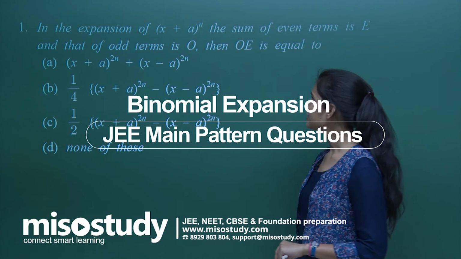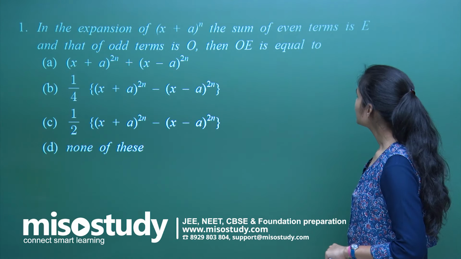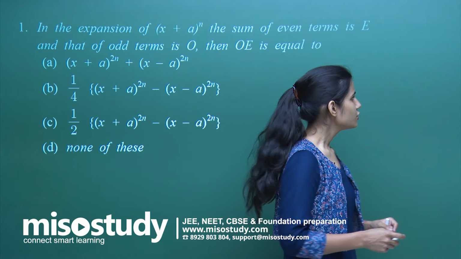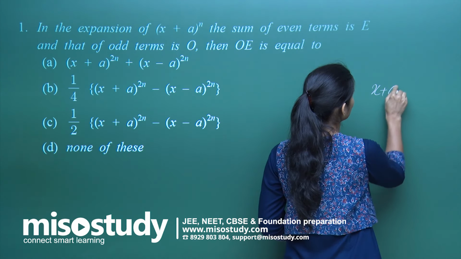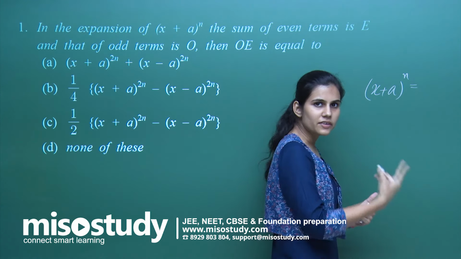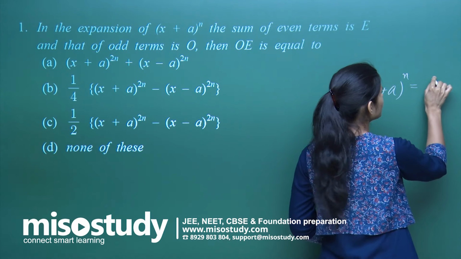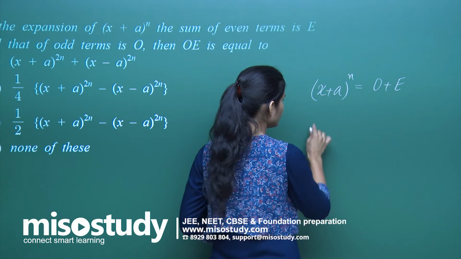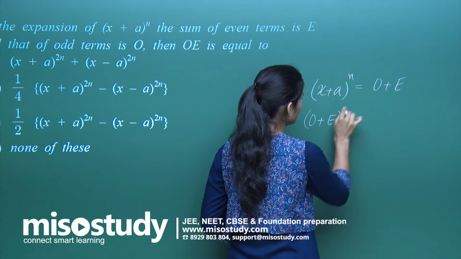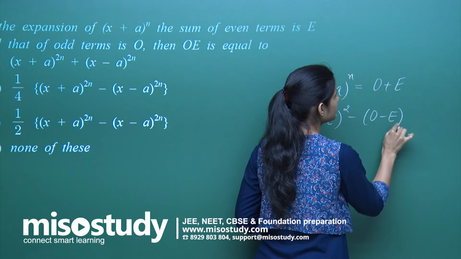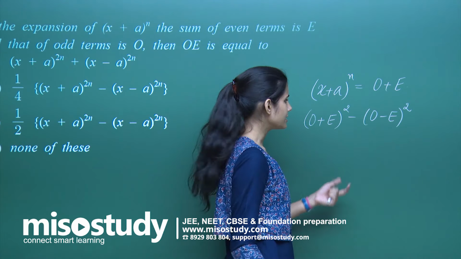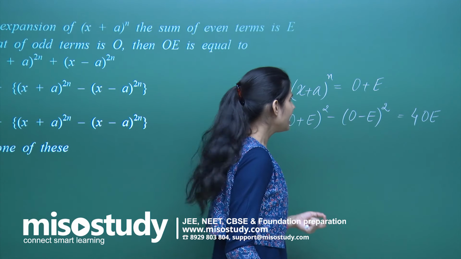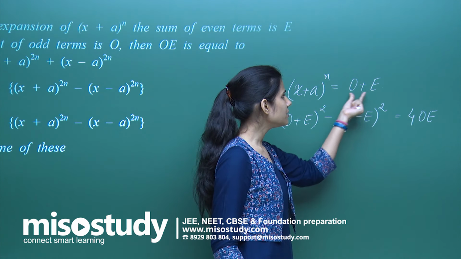The first question says that in the expansion of (x plus a) whole to the power n, the sum of even terms is E and that of odd terms is O, then OE is equal to what? So, you know that (x plus a) to the power n is actually equal to the sum of even terms plus the sum of odd terms. So, it is equal to O plus E. I am being asked to compute OE. If you observe, what is (O plus E) whole square minus (O minus E) whole square? This is equal to nothing but 4 times OE, right? And you know that this is sum of even terms plus sum of odd terms.